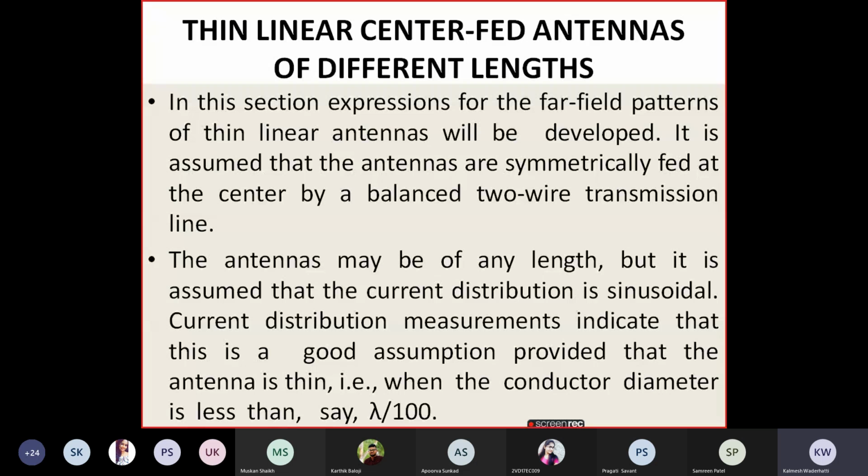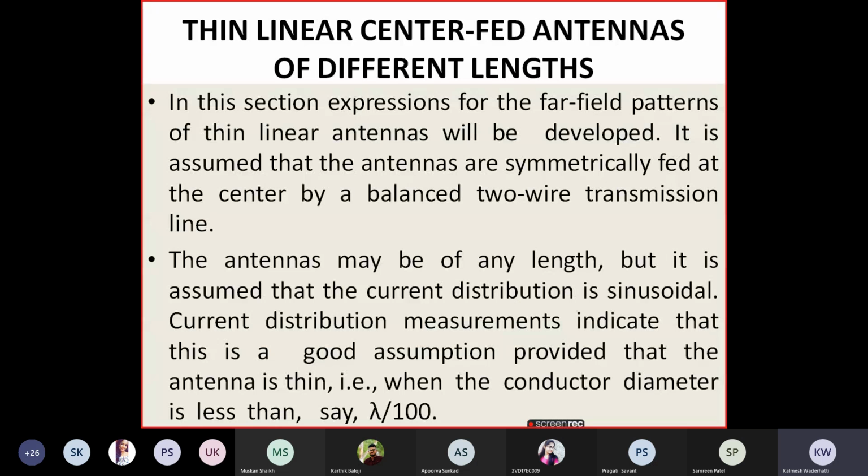Why? Because lambda is the known parameter. With respect to the known parameter, we are taking the dimensions of the length as well as the diameter. The diameter will be lambda by 100 or less than lambda by 100, and the length will be lambda by 2, 3 lambda by 2, as well as 2 lambda. These are different lengths. For this, the current distribution of this dipole is approximated as a sinusoidal distribution. Understood? These are the parameters you need to remember.